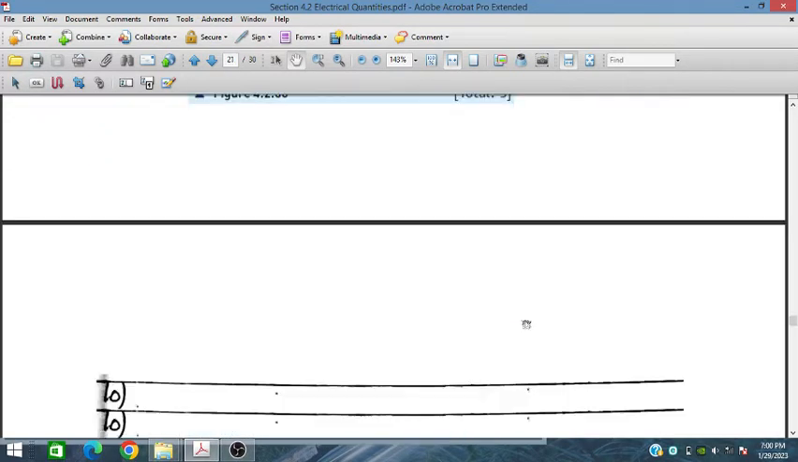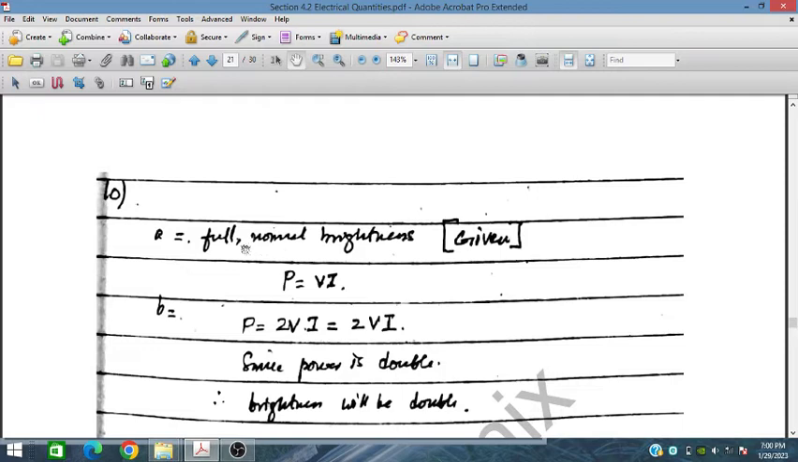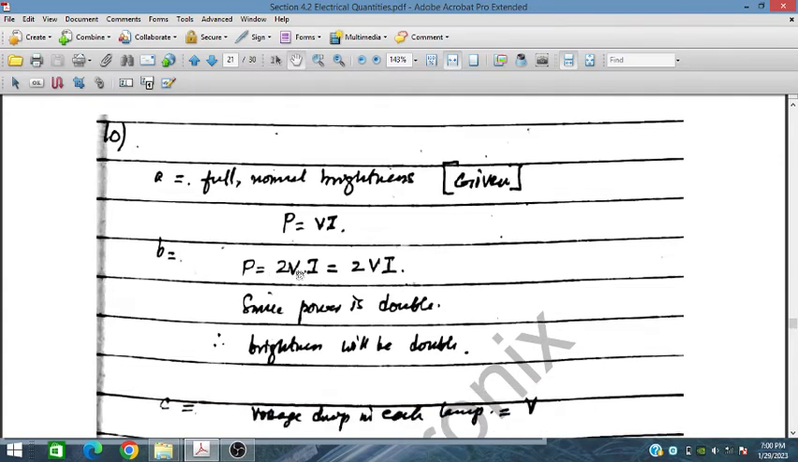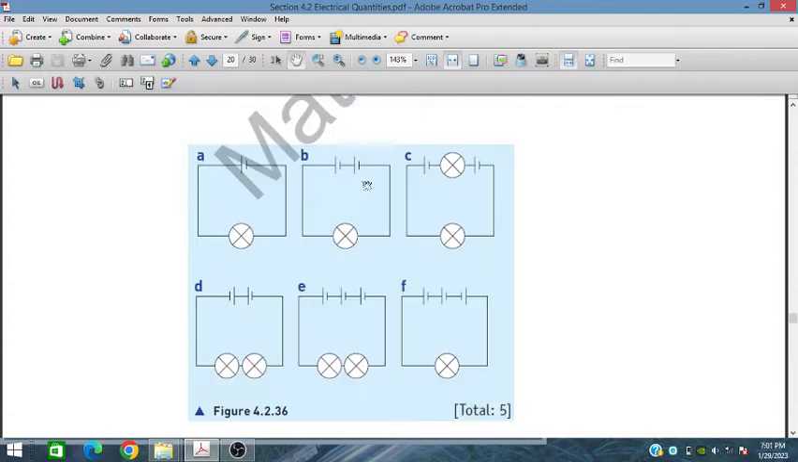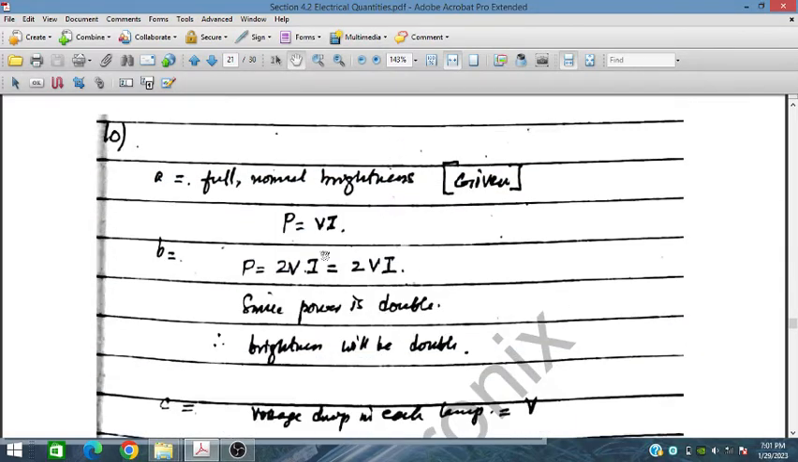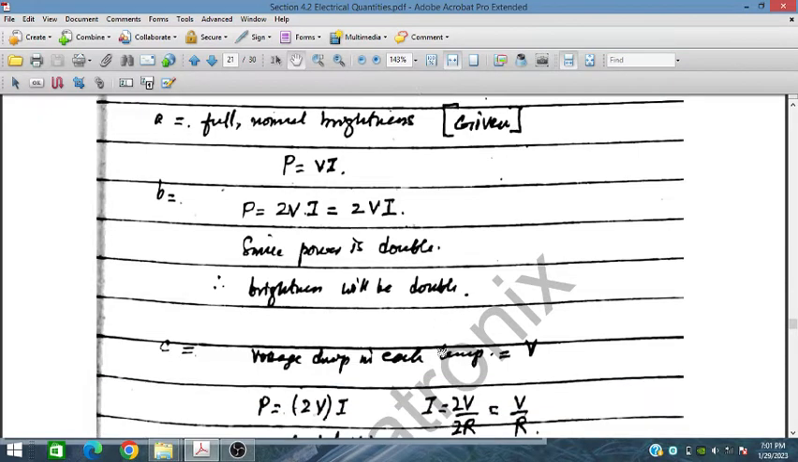So let's discuss A, the full and normal brightness given, because P is equal to VI. For B, P is equal to 2V into I, because for this B circuit the voltage is double. This is 1V and 2V, so the voltage is double, so the power is double. Since power is double, brightness will be double.